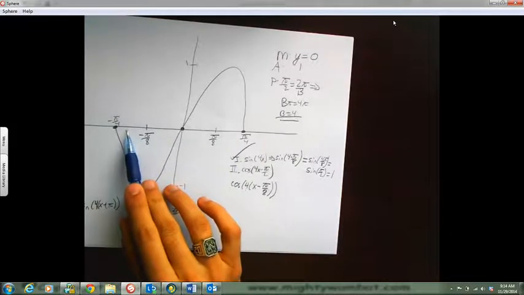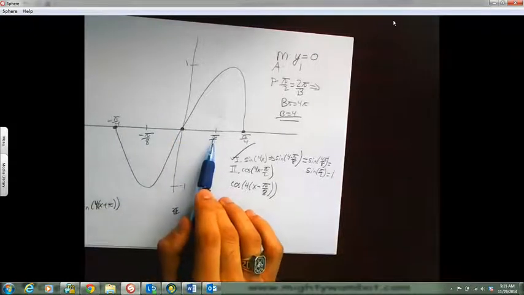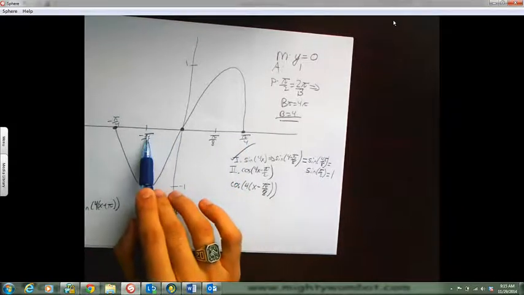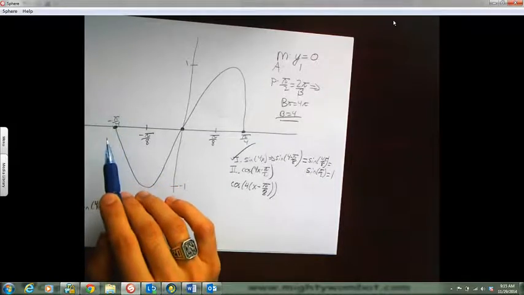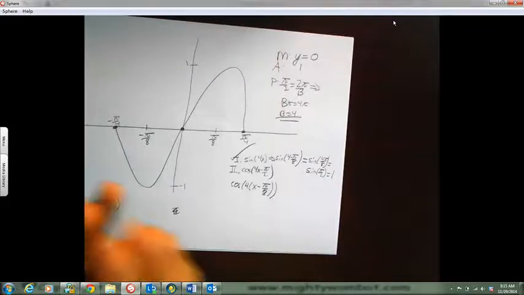So you start at 0, 0 plus pi over 8 is pi over 8, pi over 8 plus pi over 8 is pi over 4. 0 minus pi over 8 is negative pi over 8, negative pi over 8 minus pi over 8 is negative pi over 4. If you think back to the original sine and cosine graph where the period is 2 pi, divided by 4 is pi over 2.